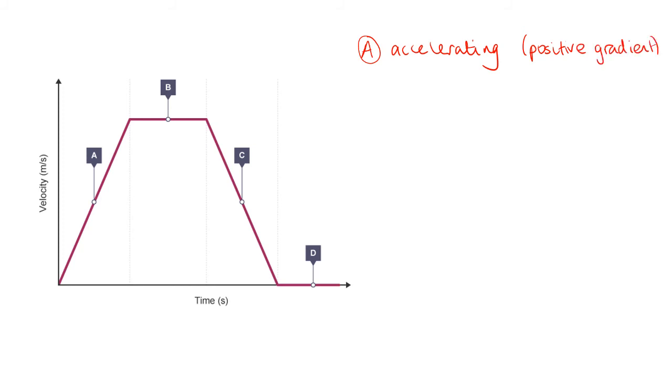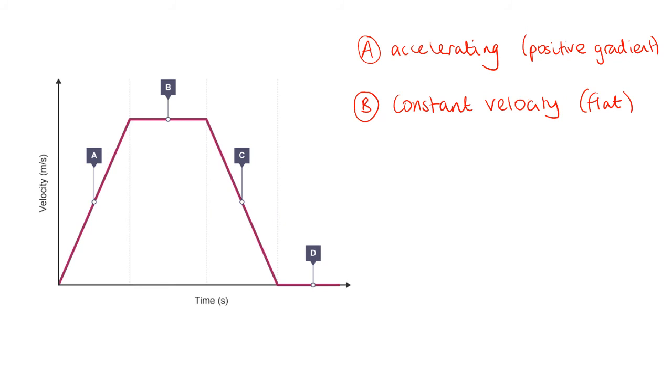Okay, now for B, if we look at what's going on here, as the time goes by, the velocity stays the same. So we've got an object moving at a constant velocity. The velocity is not changing, it's staying the same. And the graph here is flat.